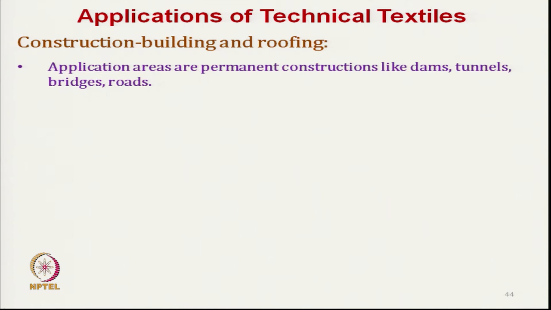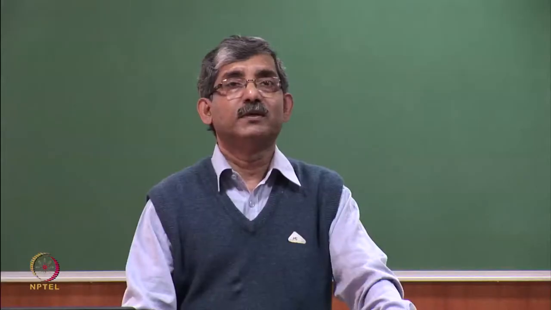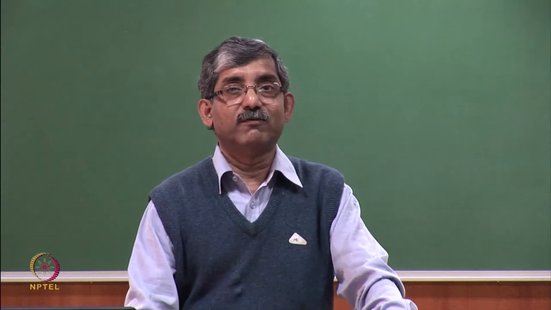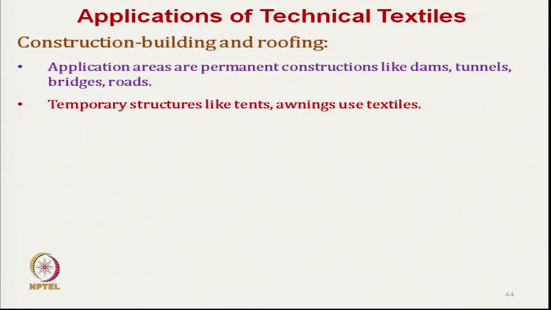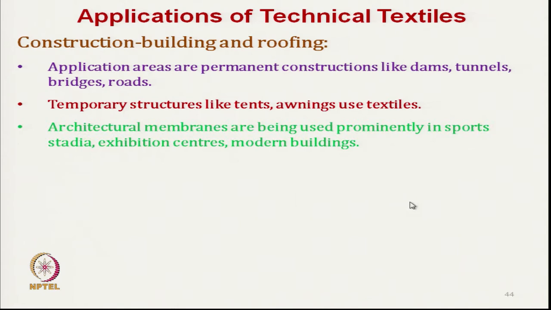The application areas are permanent construction like dams, tunnels, bridges, where we use geotextiles or fiber reinforced concretes. Temporary structures like tents and awnings are used, where textile structures are used for building and roofing. In the architectural area, architectural membranes are being used predominantly. It is mainly used in sports stadia, exhibition centers, modern buildings.